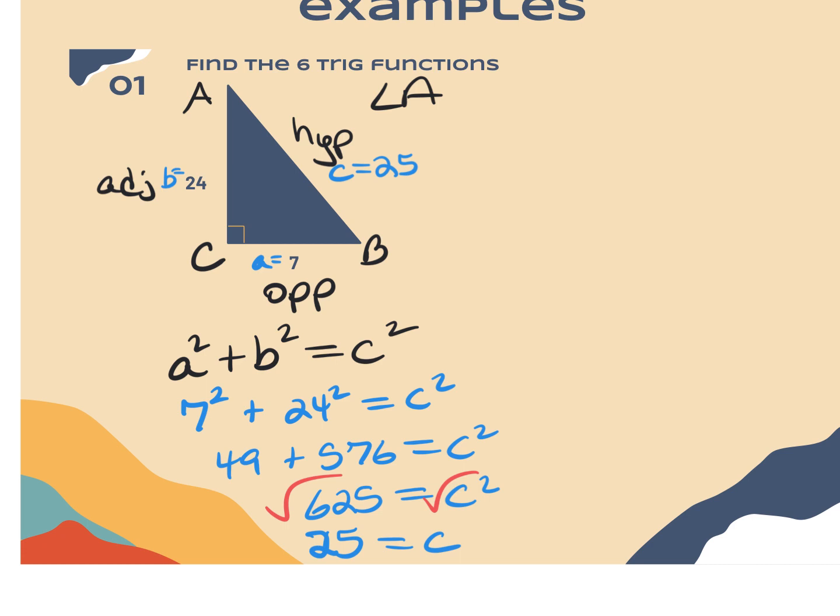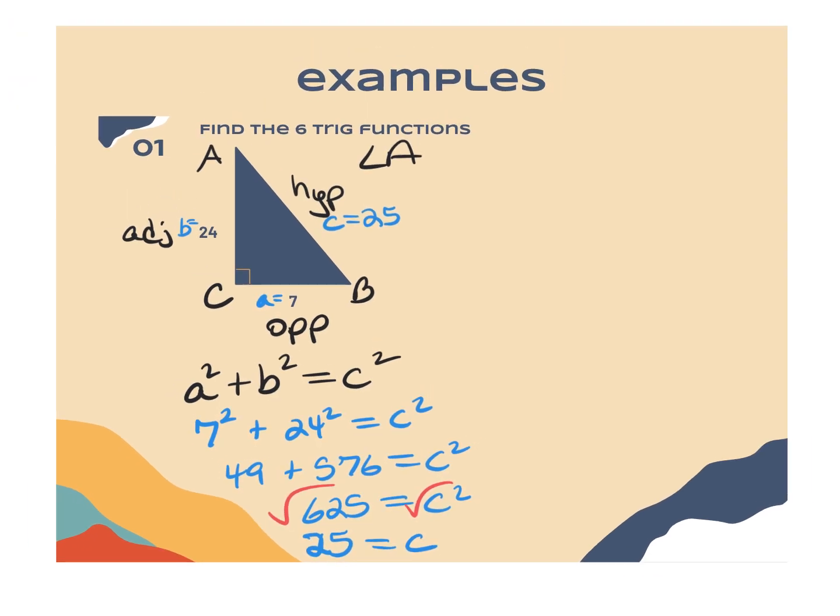So if you want to use the acronym SOHCAHTOA, we can do that. And that will give us the 3 basic ones. And then from there, we could flip them to turn them into their reciprocals. So for the SO in the acronym, the S stands for the sine, and we're doing of angle A. So we're doing opposite over hypotenuse.